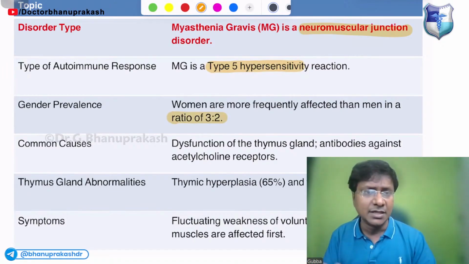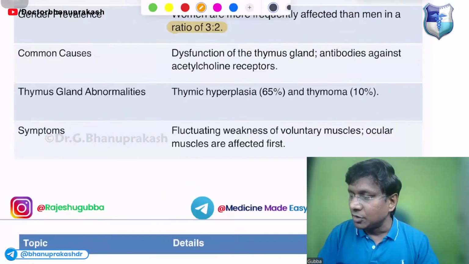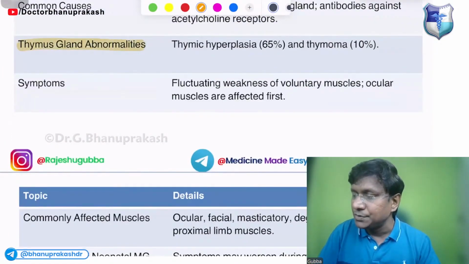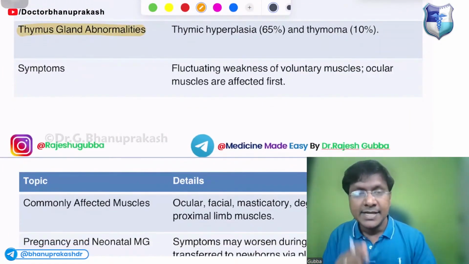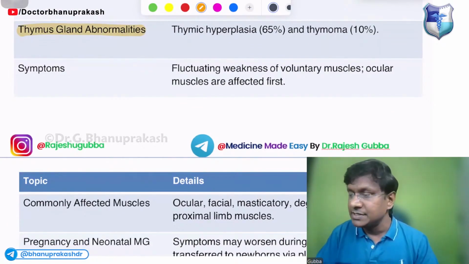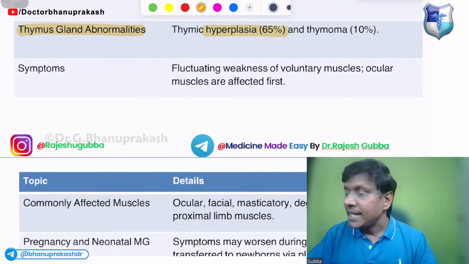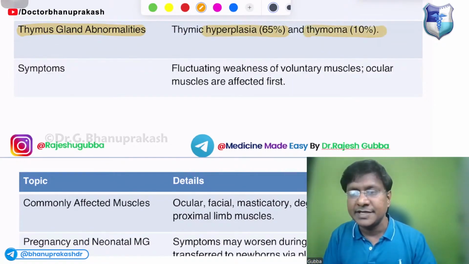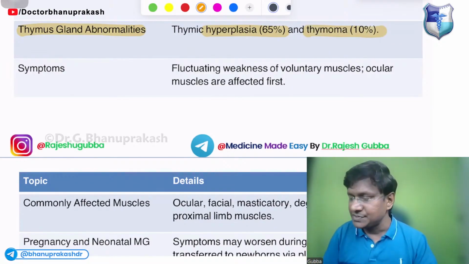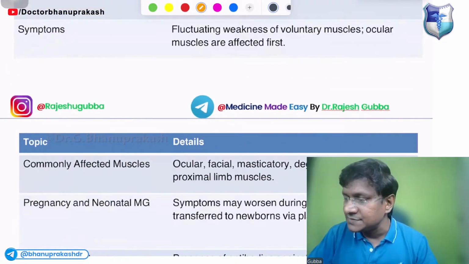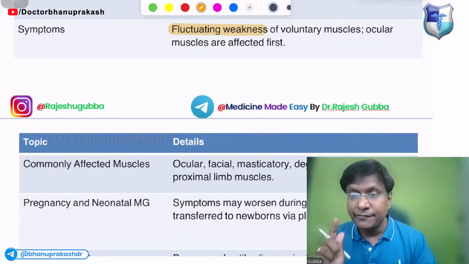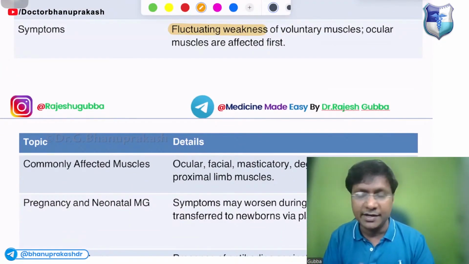What are the common etiologies? It is mainly due to thymus gland abnormalities. In the majority of individuals, it is thymus hyperplasia, followed by thymoma in 10% of individuals. Now, what will be the important clinical manifestation? The clinical manifestation in these patients will be fluctuating weakness of the voluntary muscles.